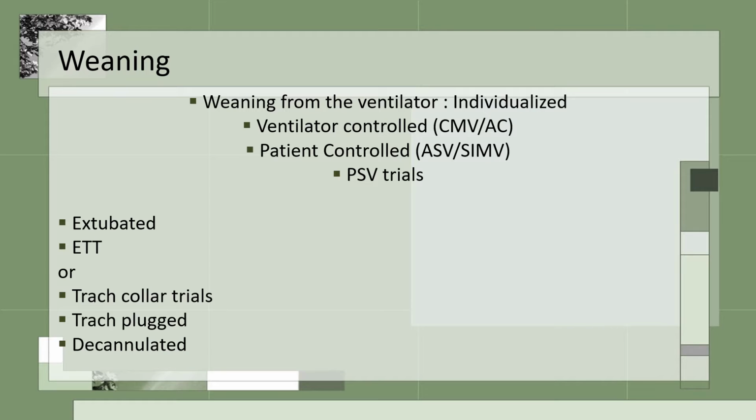Weaning is a process that takes a patient from being on the ventilator to off the ventilator completely. It is individualized and is dependent on the MD, the RT, and the patient. Usually a patient starts on a more ventilator-controlled mode, like CMV and AC. Then the patient moves to a more patient-controlled mode like ASV and SIMV. They also might have just pressure support trials. Then they're extubated and put onto oxygen, or if they have a trach, they will do trach collar trials, where they're on just a trach collar with humidity and oxygen. Eventually their trach may be plugged, and then eventually they're decannulated.